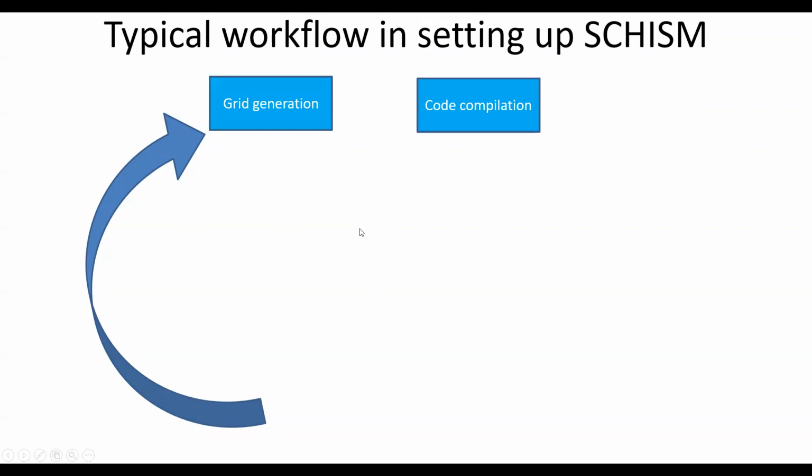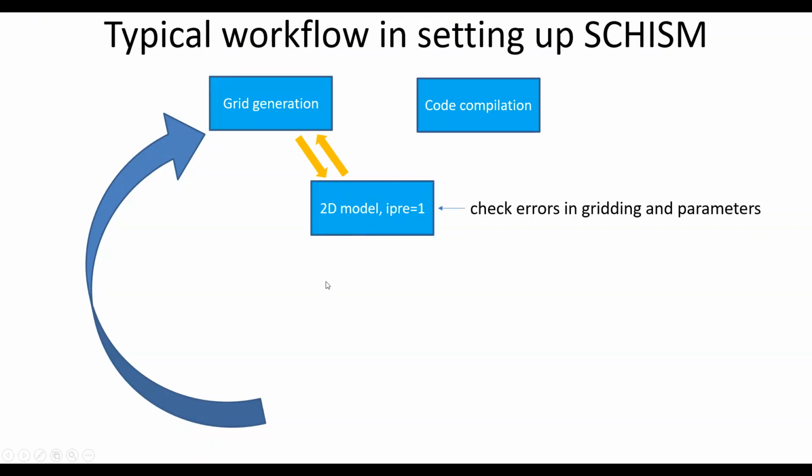Okay, so this is a typical workflow for setting up the Schism. You start from mesh generation, right? And then immediately after mesh generation, you need to try to set up the 2D model, and specifically, you don't really need to set up the entire model inputs. Instead, you turn on the preprocessor inside the Schism to check the mesh integrity. Okay, so this will save you lots of time.